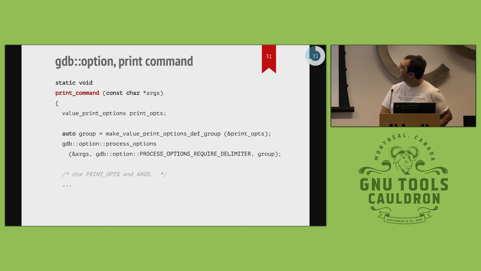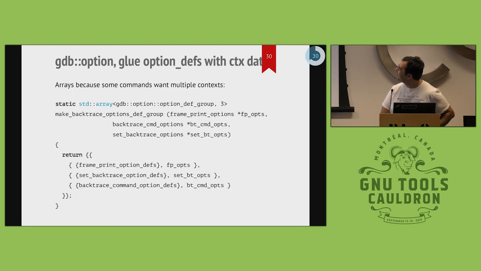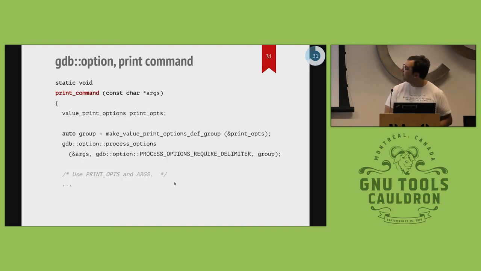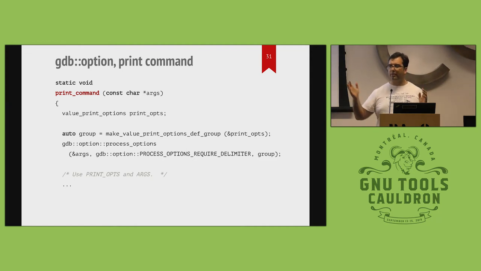OK, you might have noticed somewhere along the lines, this thing here that you pass to process options when you're parsing the commands, this is an enumeration that tweaks the mode of argument processing. There are three different modes. And they just emulate the way that GDB always worked. So you can convert some command to this new framework without changing the behavior. I found out there are three classes of commands.